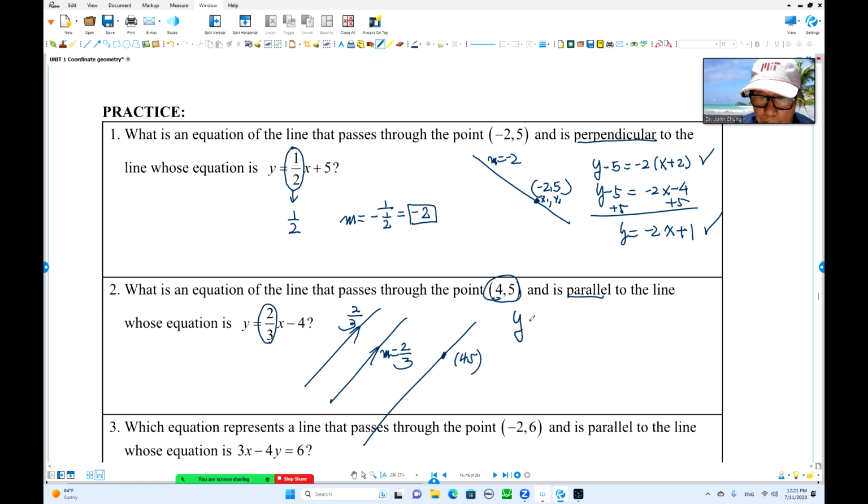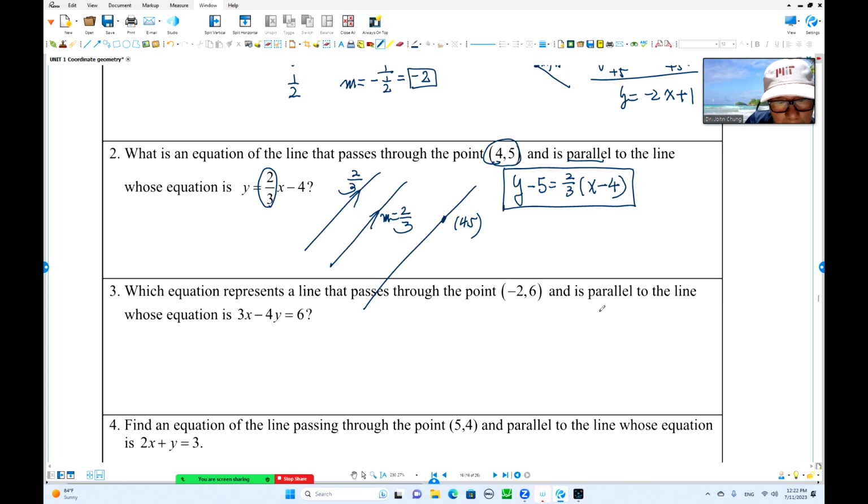So y minus y1 is 5. Slope is 2/3. X minus x1 is 4. Okay? Yeah, that's the answer. If you want, you can switch into slope and intercept form, okay? So I'm not going to do this one here.